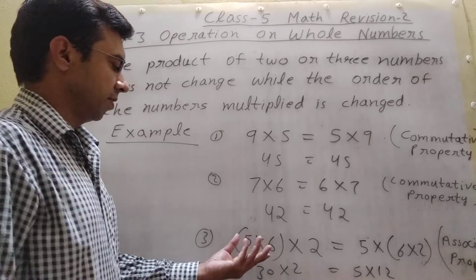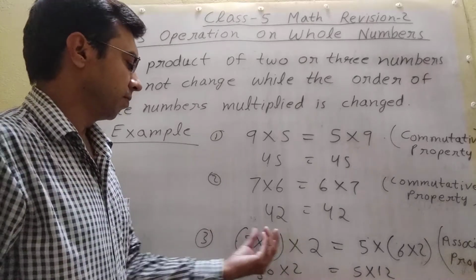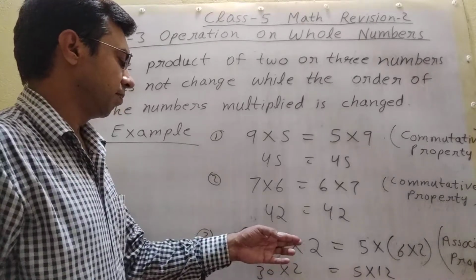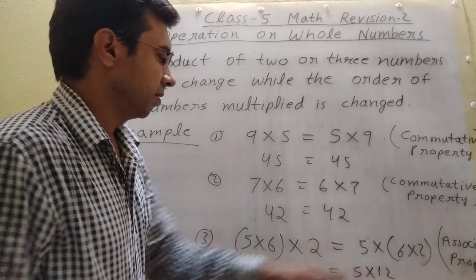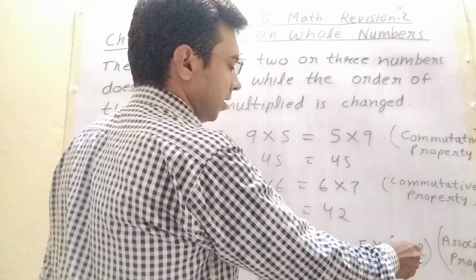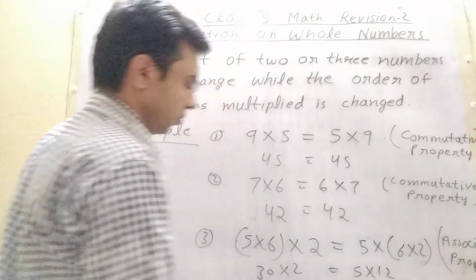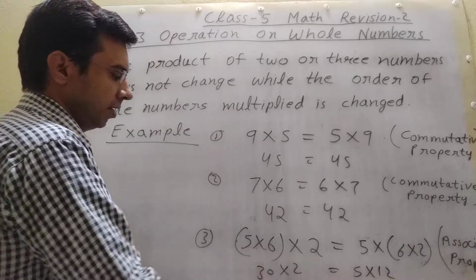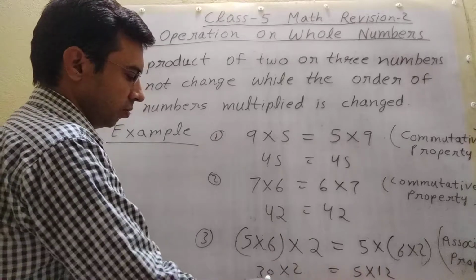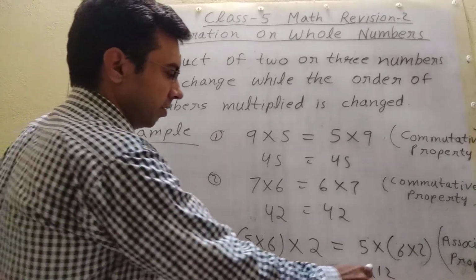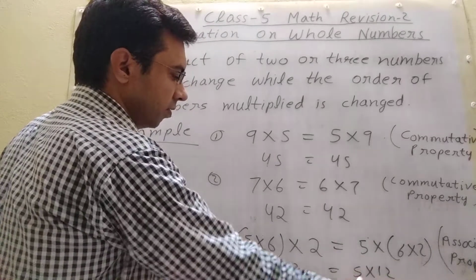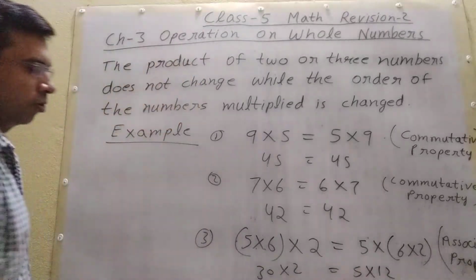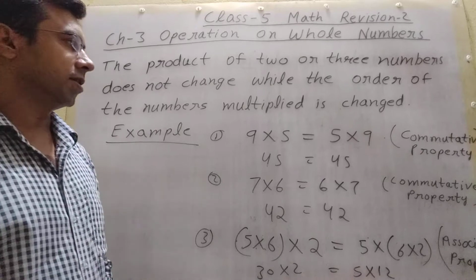Now here 5 into 6, inside the bracket multiplied 2. And here right hand side 5 outside, inside bracket 6 into 2. 5 into 6, 30 multiplied 2. 30 into 2, 60. 6 into 2, 12. 5 into 12, 60. So both sides result are same.